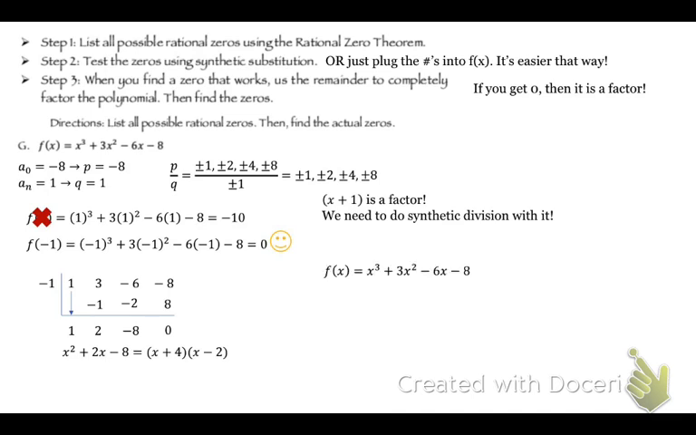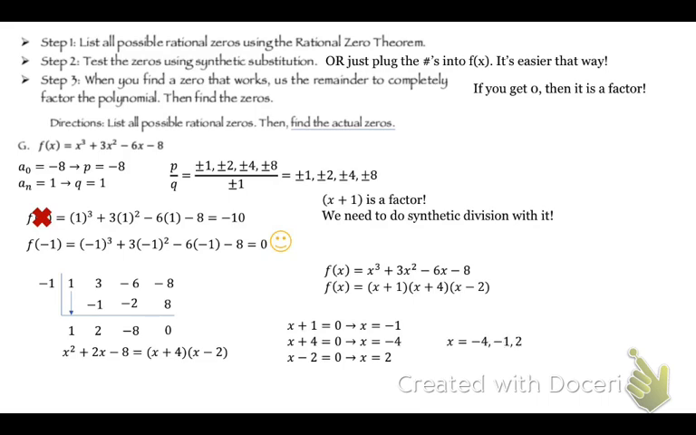So that means that f of x equals x cubed plus 3x squared minus 6x minus 8. But the completely factored form would be x plus 1, x plus 4, and x minus 2. Then we need to find all my zeros. So I'm going to set each of those equal to 0. And you get x equals negative 4, x equals negative 1, and x equals positive 2.